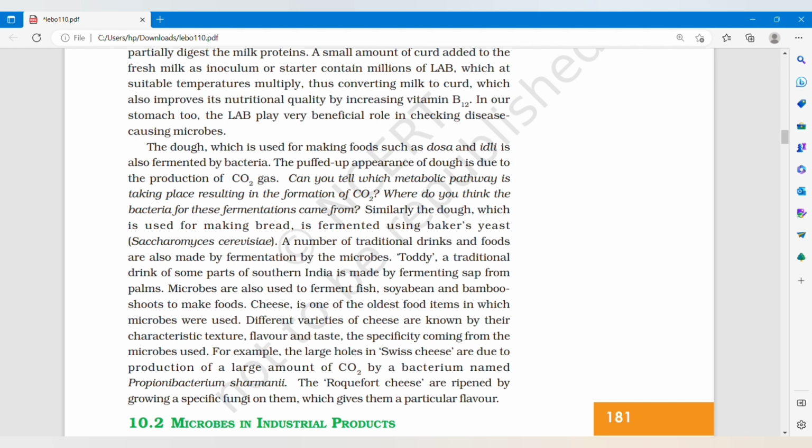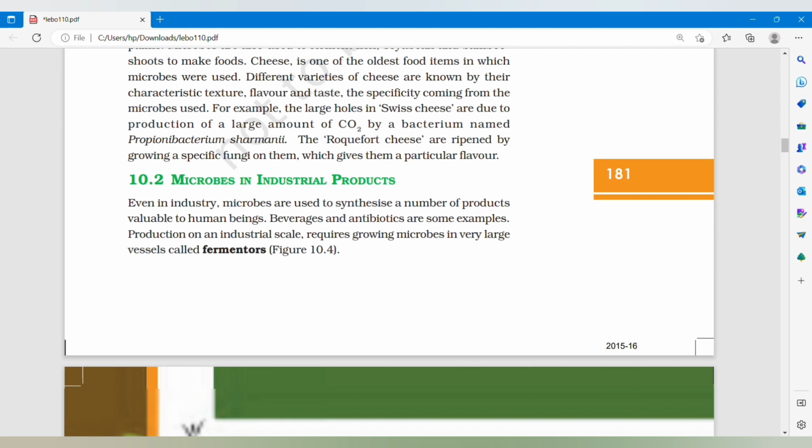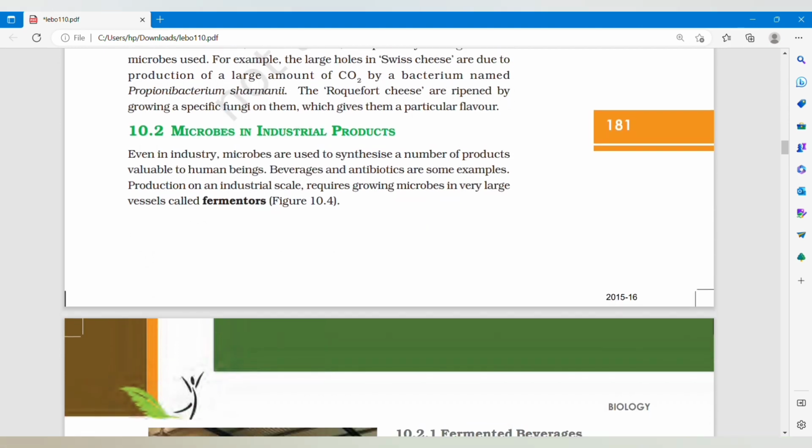The specificity coming from the microbes used, for example, the large holes in Swiss cheese are due to production of large amount of CO2 by a bacterium named Propionibacterium sharmanii. The Roquefort cheese are ripened by growing a specific fungi on them, which gives them a particular flavor. Next topic is 10.2, that is microbes in industrial products.